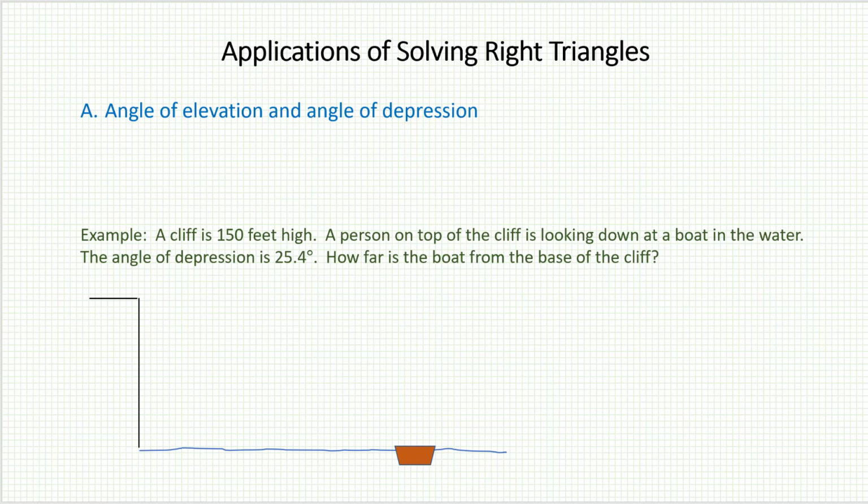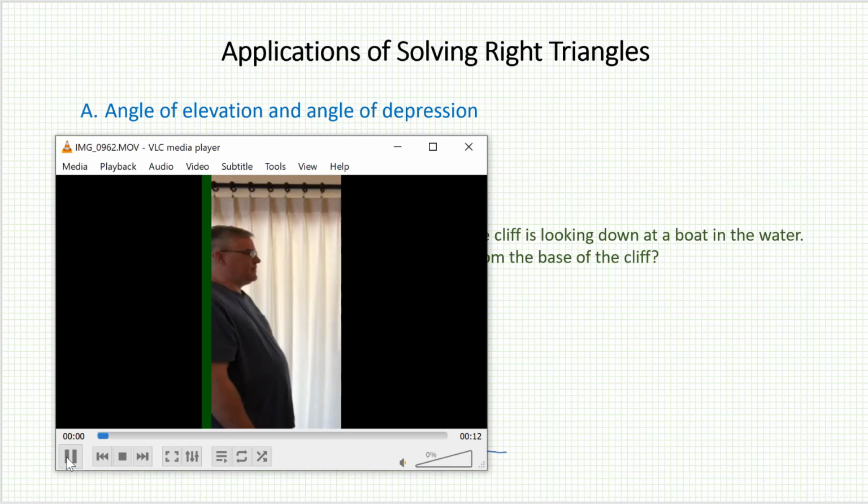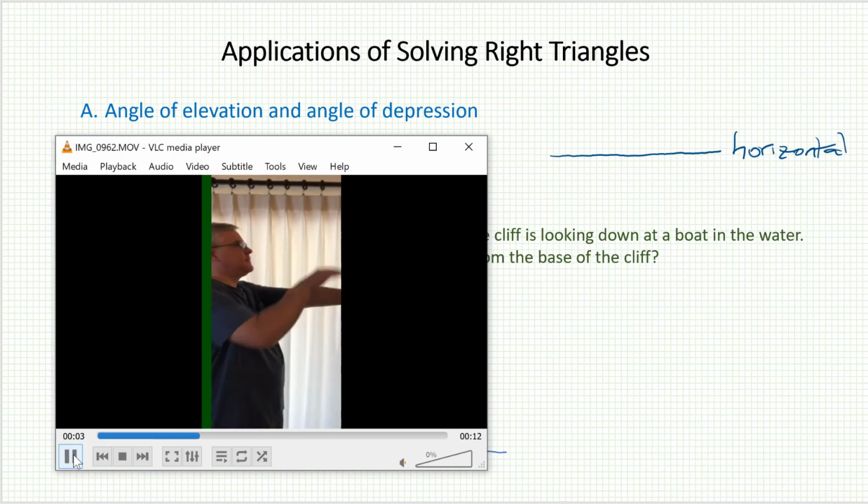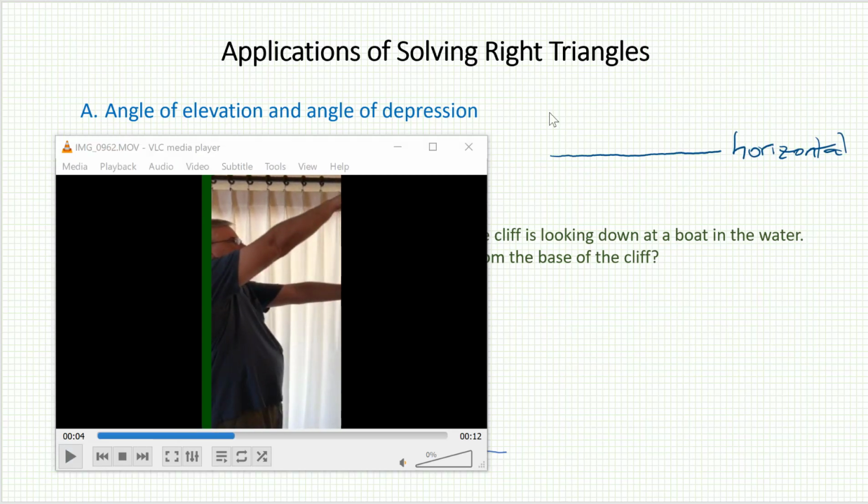Applications of solving right triangles. The first example we have are problems dealing with angle of elevation or angle of depression. Imagine looking straight ahead. The horizontal is your line of sight. Now look up. The angle formed between where you're looking and the horizontal is called the angle of elevation.